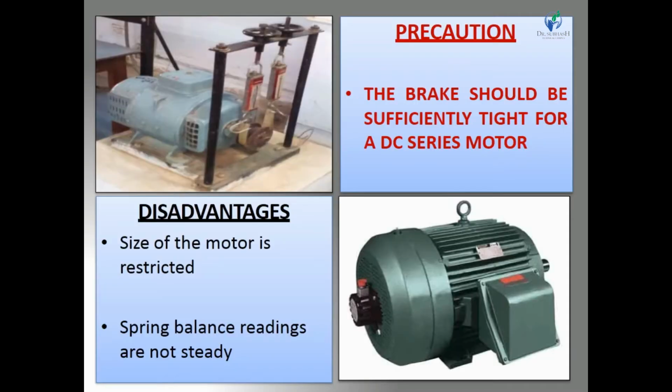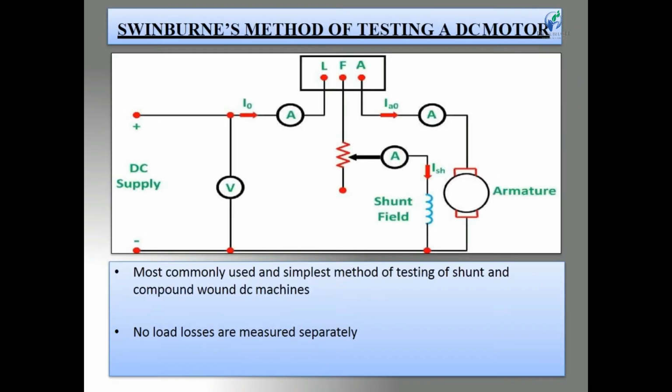Here we also conclude the precautions and disadvantages. The main precaution is that the brake should be sufficiently tight in a DC series motor, and the main disadvantages are that the size of the motor is restricted and spring balance readings are not exact.